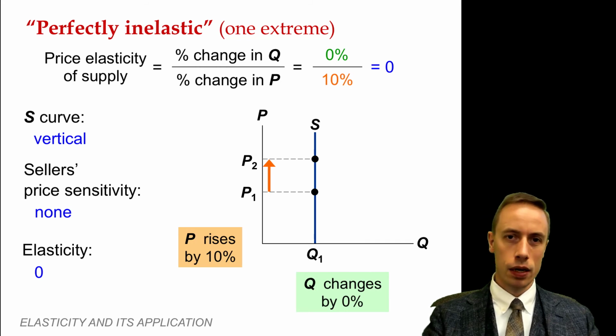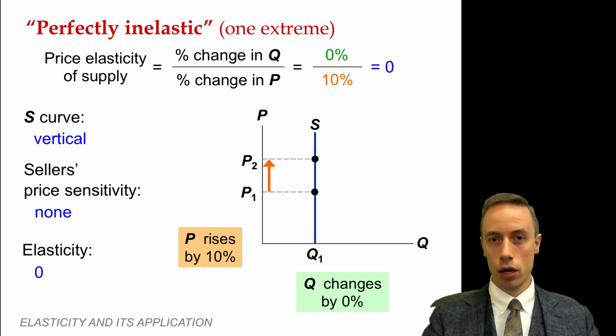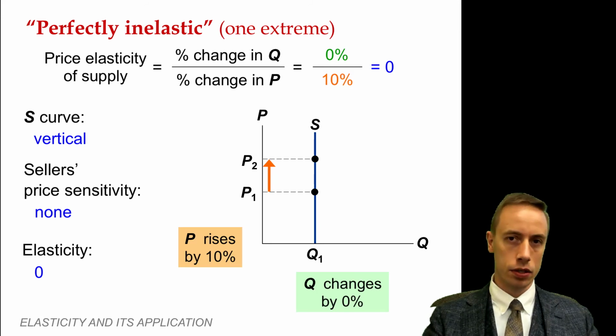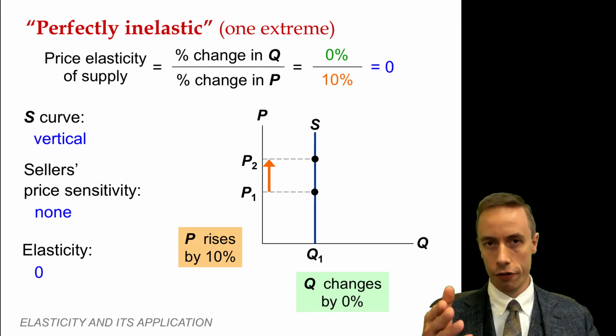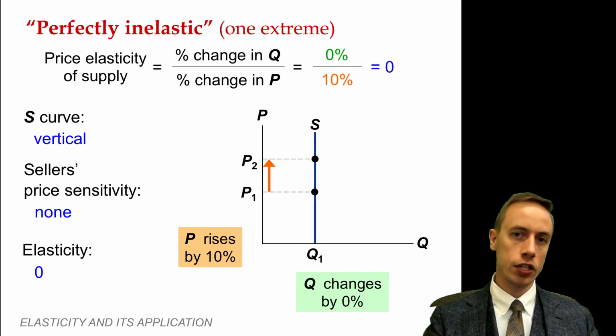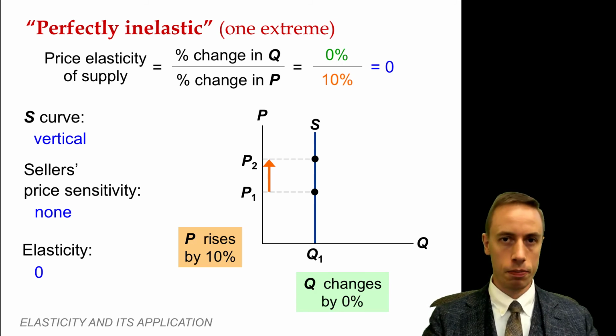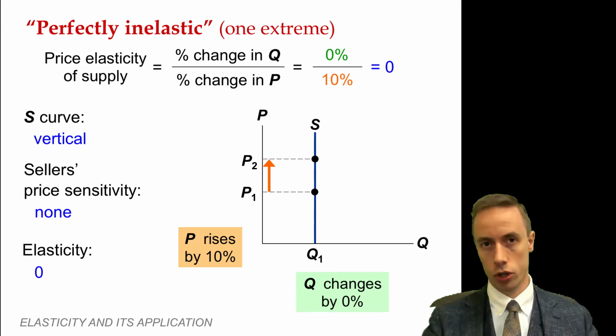For example, let's say we're talking about the artwork of a dead artist, like Rembrandt paintings. It doesn't matter what happens to the price of Rembrandt paintings. No more of them will ever be made. That leads to a vertical supply curve. That, for example, is why the price of such artwork can vary wildly when the demand for it changes. All the demand changes the price. None of it changes the quantity.